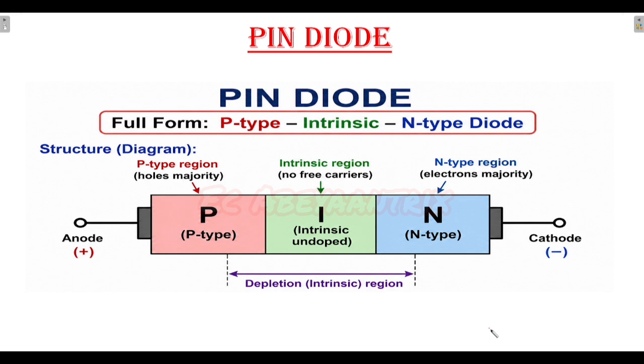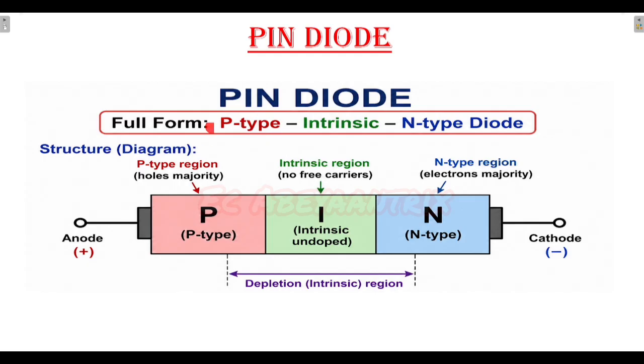P stands for P-type semiconductor and N stands for N-type semiconductor, and the center letter I stands for intrinsic type semiconductor. What is intrinsic? Pure semiconductor. Pure means there will be no doping or no impurities in it. So this type of combination results in a PIN diode. P stands for P type, I for intrinsic and N for N type.